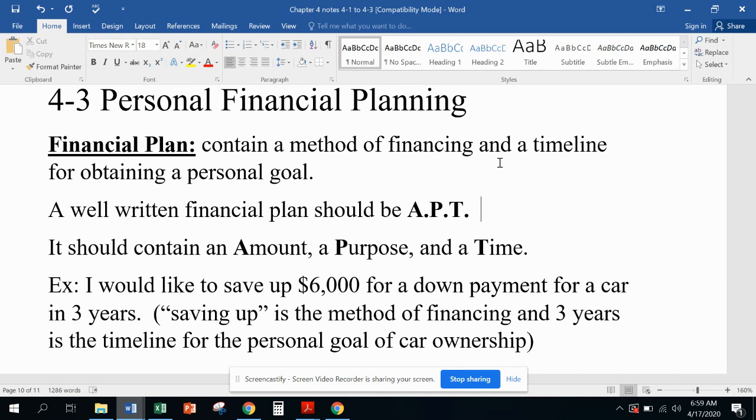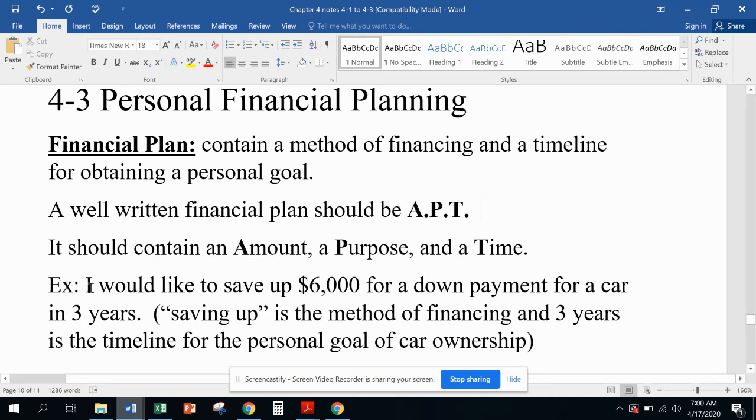A financial plan is basically there's a goal that we want to achieve, and we want to pay for that goal. So how are we going to raise the money? How are we going to pay for that? And how long do we have in order to achieve that goal? Okay, so I always like to say a well written financial plan should be APT. Okay, it should have an amount, a purpose, and a timeline. Okay, we want a dollar amount, why we're saving it, why we have that goal, and then how long do we have to do it.